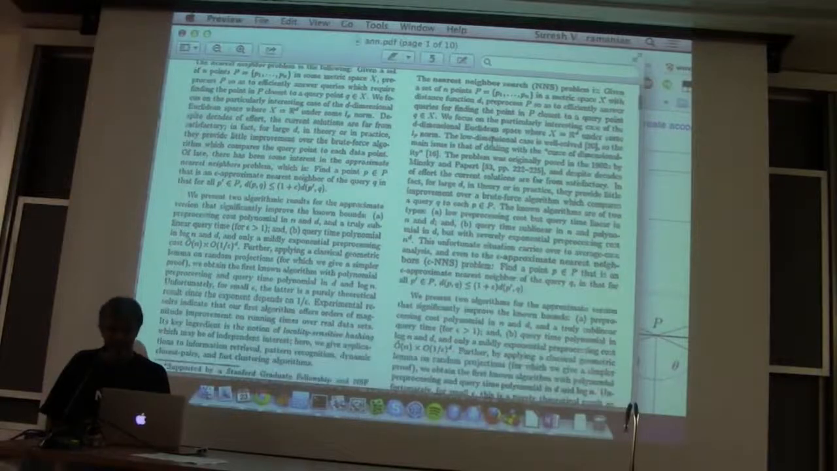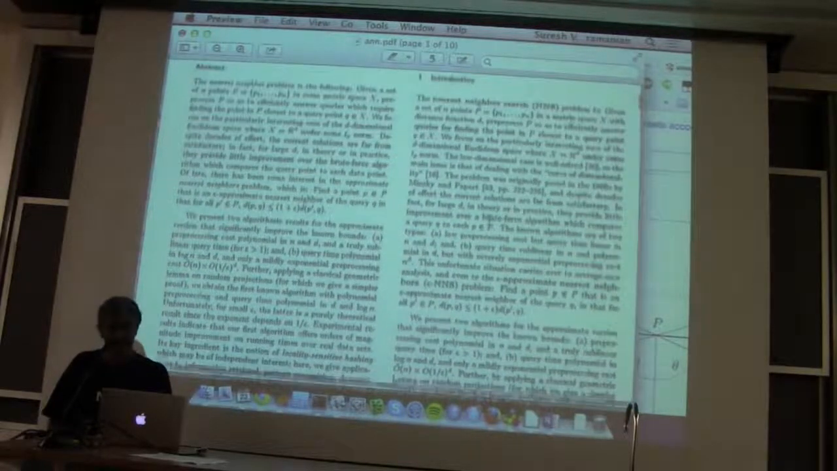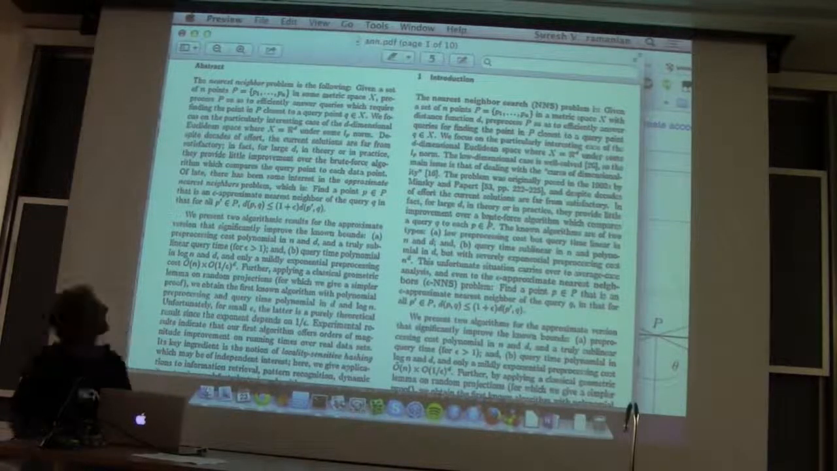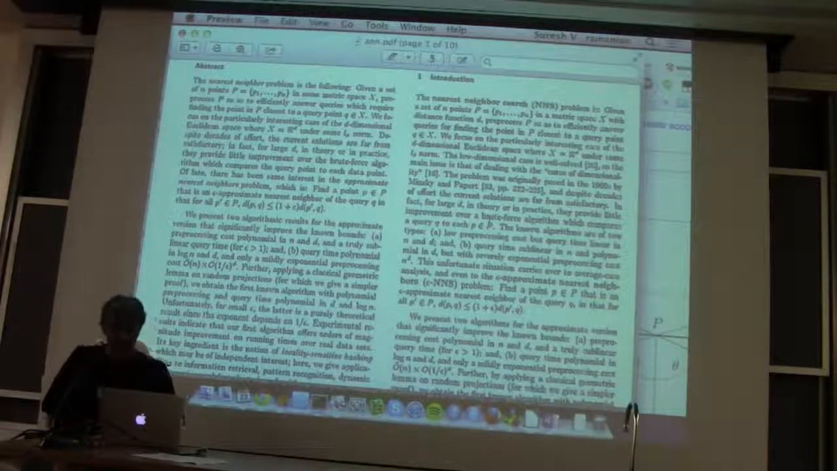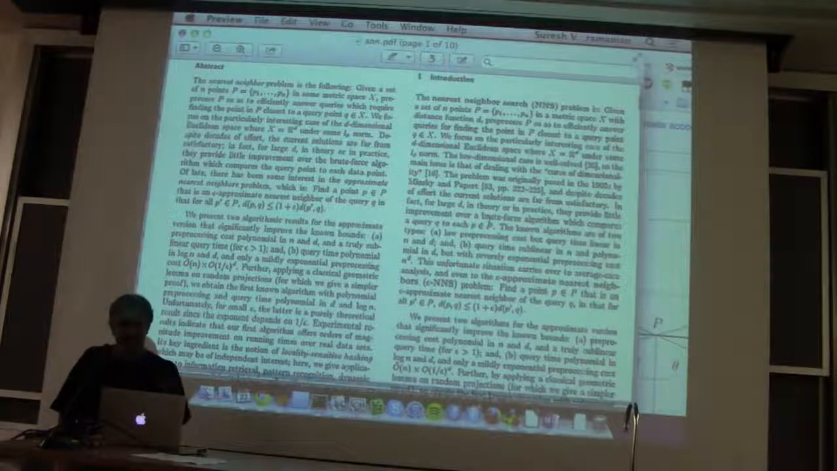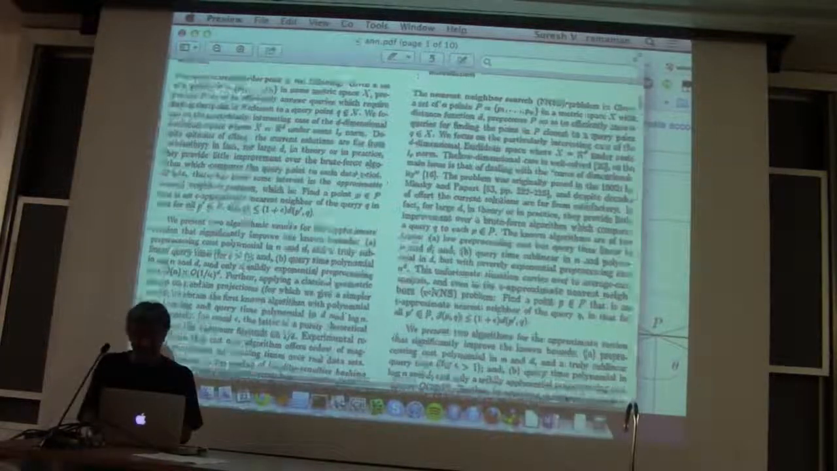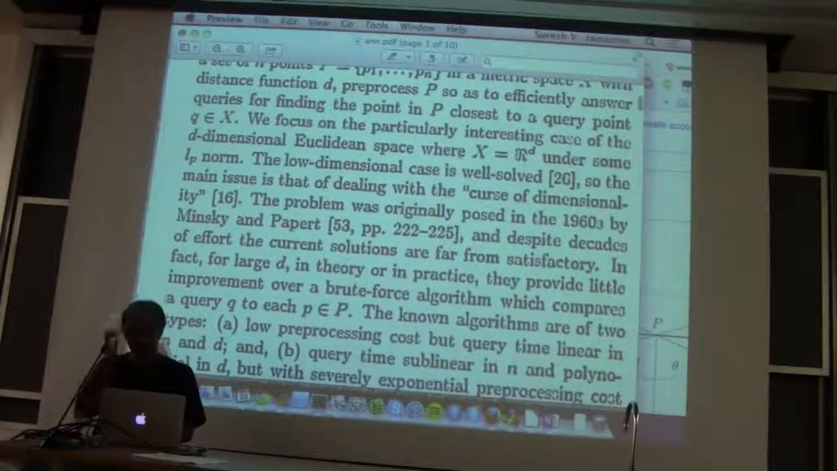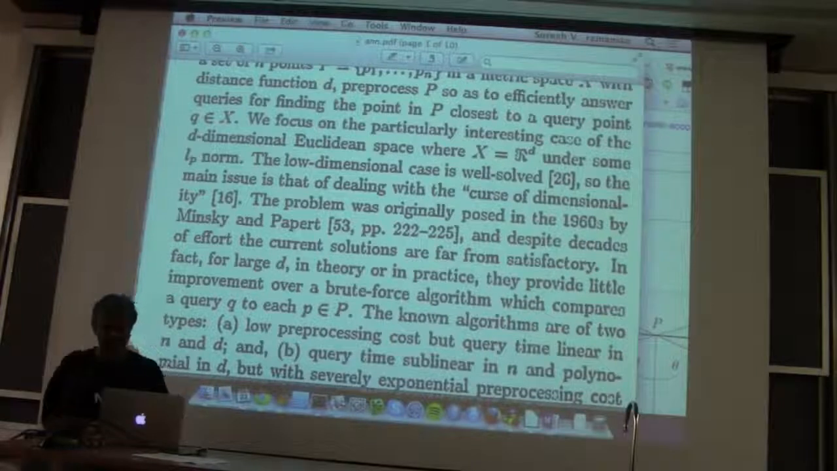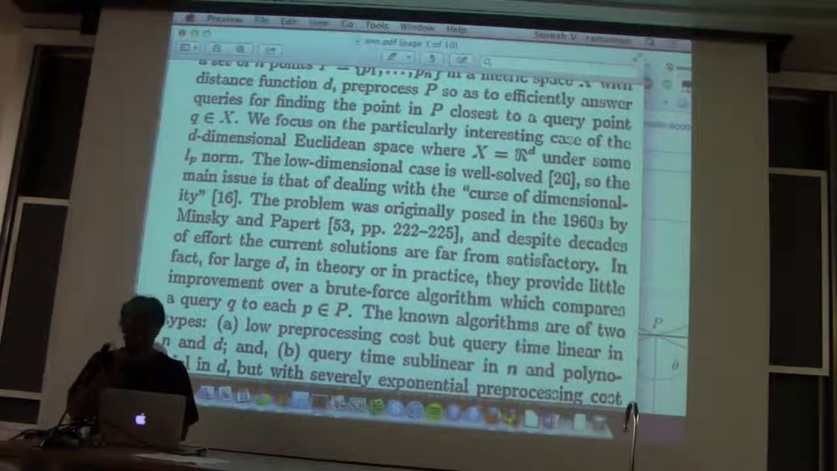So now the introduction starts out, and we say, okay, nearest neighbor problem is so and so, given a set of points, again, this magic metric space with distance function d, preprocess P so as to efficiently answer queries. And yes, so they've cut and pasted the first two lines of the abstract. The low-dimensional case is well solved. Ooh, there's a reference here. Someone has solved the low-dimensional case, and the main issue is now dealing with high dimensionality. This seems something that could be interesting.